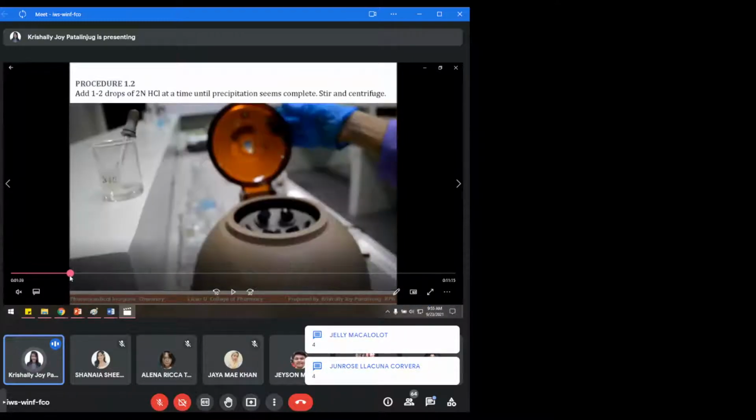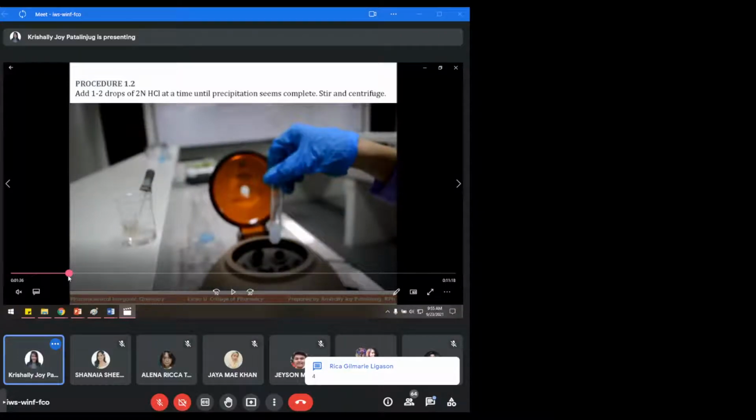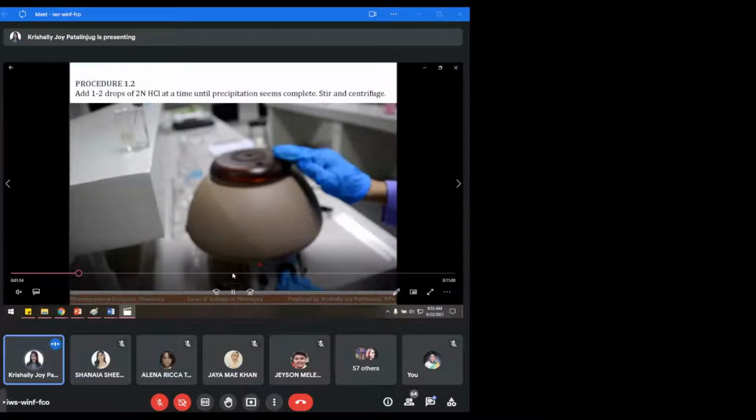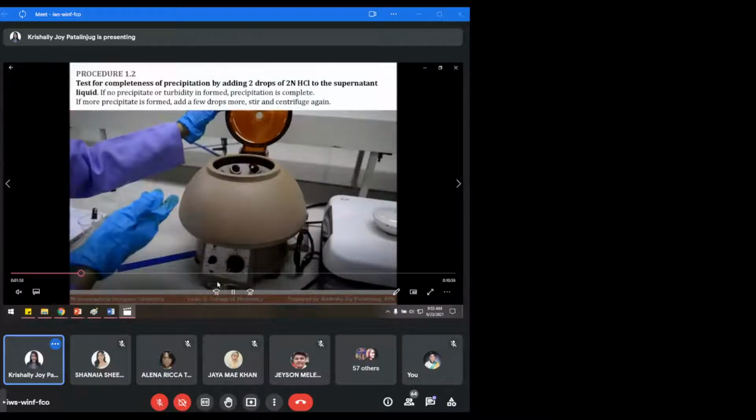By the way, what is this equipment? Okay, that equipment there.